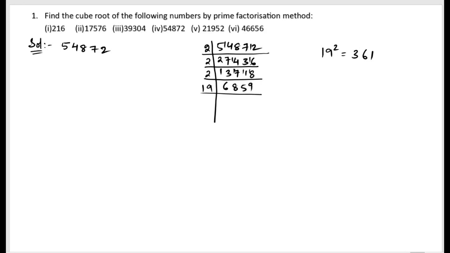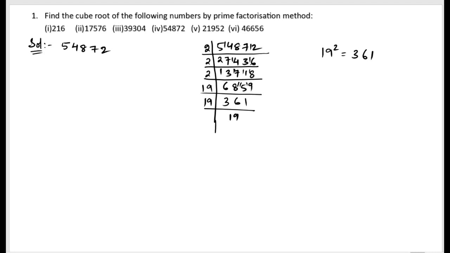19 ones are 19, 19 twos are 38. Okay, so 19 threes are 57. So how much left? 11. So 115. Next, 19 6s are 114. 1 left. 19 1s are 19.